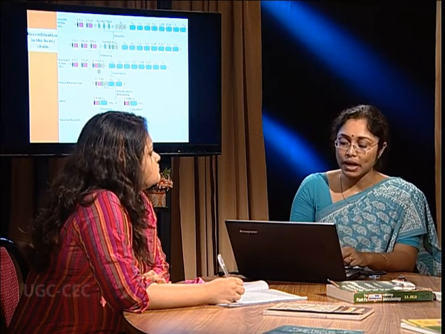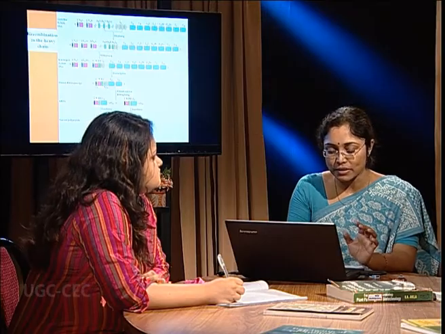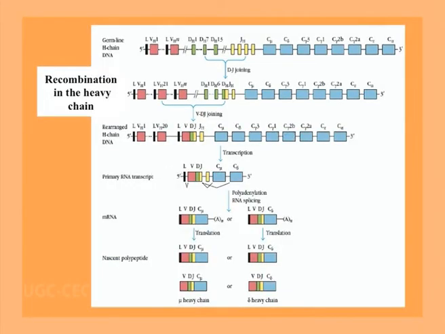Okay, and in the primary RNA transcript, what is present? A small leader sequence, the VDJ gene segment, followed by 2 constant region gene segments, C mu and C delta. Now, these 2 mRNAs will be translated, and mu heavy chain and delta heavy chain will be produced.